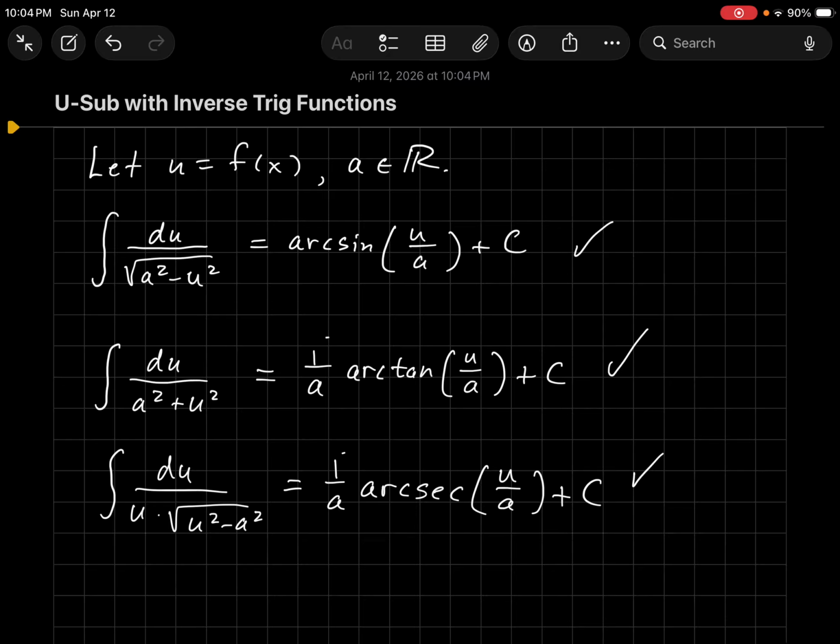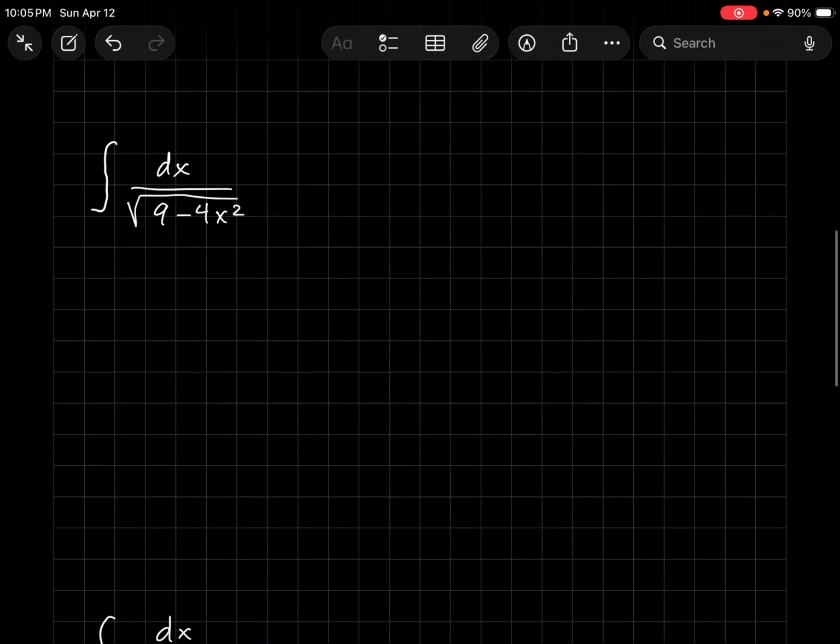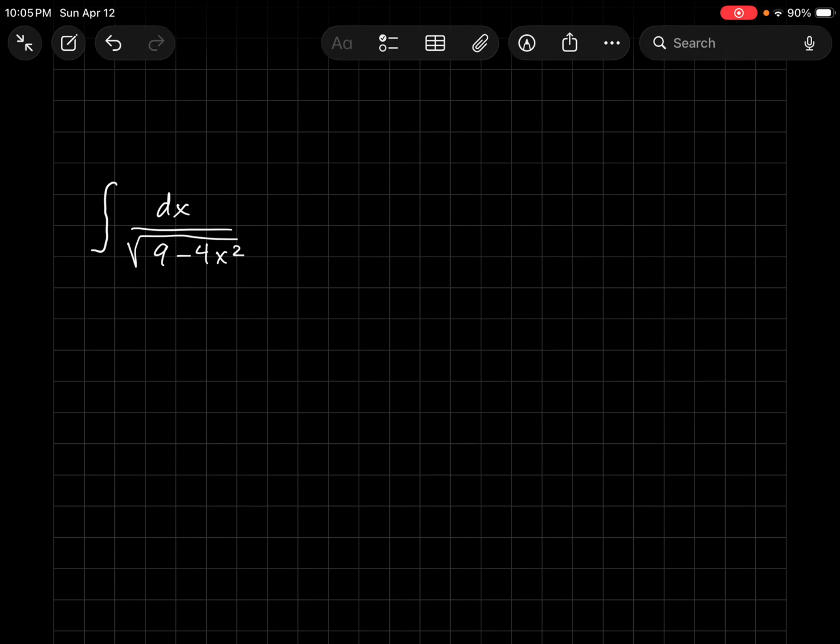I'm only going to do these 3 inverse trig functions. You should be familiar with basic arcsine, arctan, and arcsecant. But now we're going to do some u-sub with these problems. Let's start by doing the integral of dx over root 9 minus 4x squared.